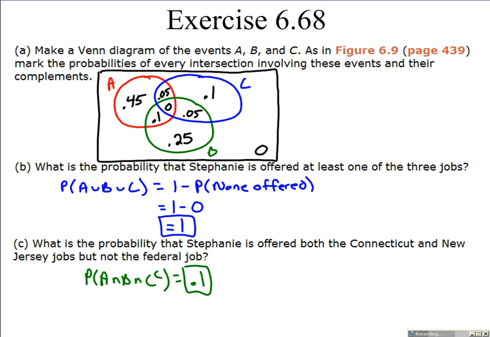So as you can see, sometimes Venn diagrams make things much easier. So if you can come up with a Venn diagram, a lot of times some of these probabilities that would be a little more complicated to calculate from formulas become much simpler once you have a detailed Venn diagram.